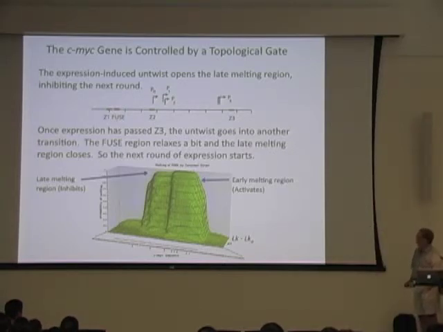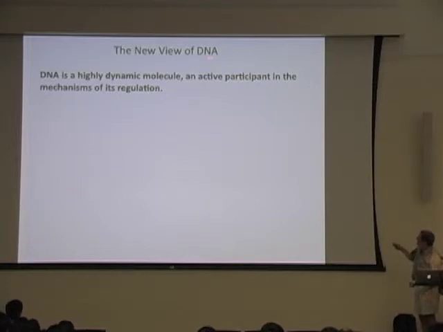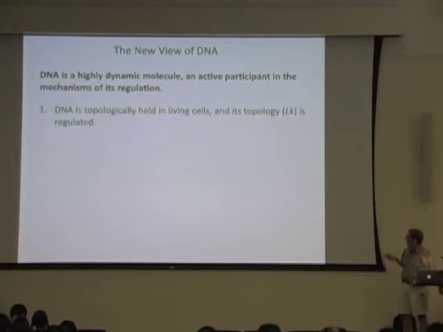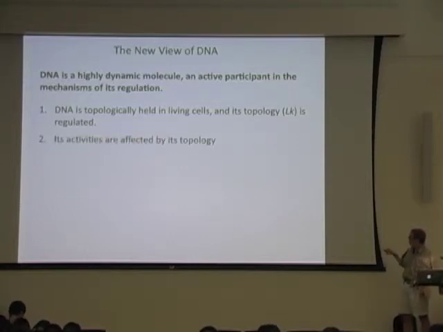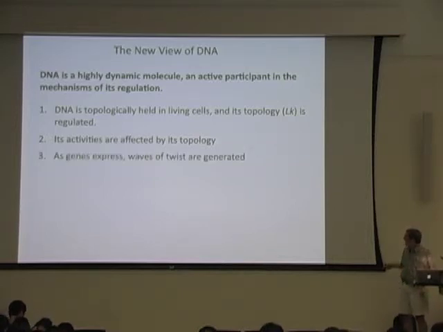It's a very, very active process. So this view of DNA that I want the biologists in the group especially to bring back is that it's a highly dynamic molecule and it really actively participates in the mechanisms by which it's regulated. It's topologically constrained, and the level of the topological constraint, the linking number, is closely regulated by a bunch of processes. And its activities are determined by what its topology is, how it's stressed by the topology.